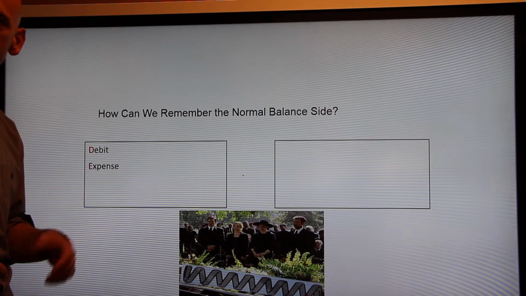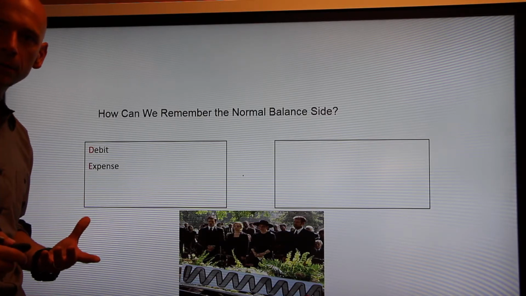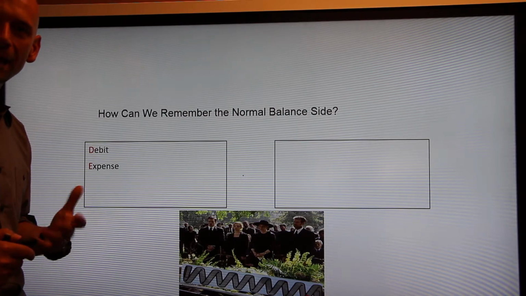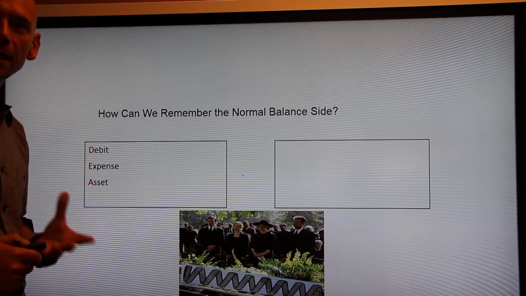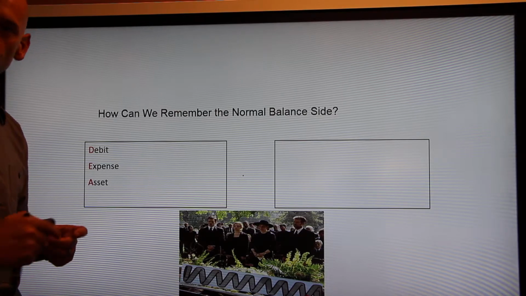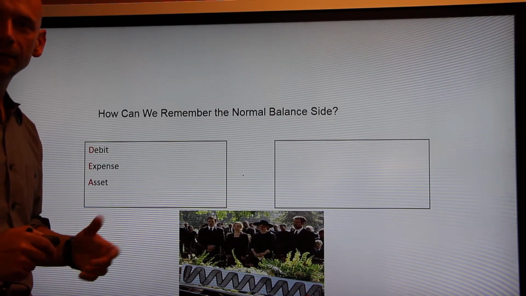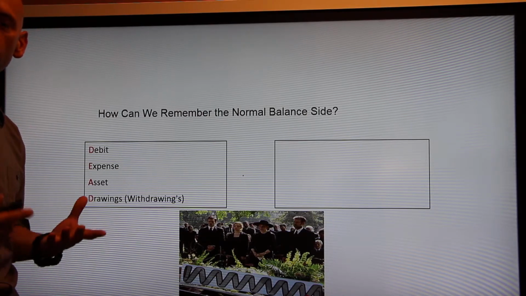So the first one we're going to talk about, you have D for debit, you have E for expenses. Anytime an expense goes up, you would write that amount on the debit side, on the left side. The A would stand for assets. Anytime an asset goes up, you write the amount, the value of it, on the left side or the debit side.